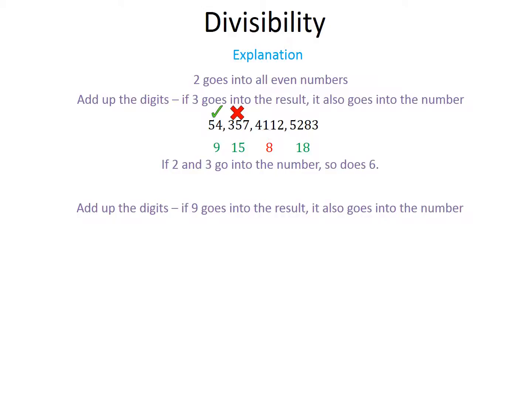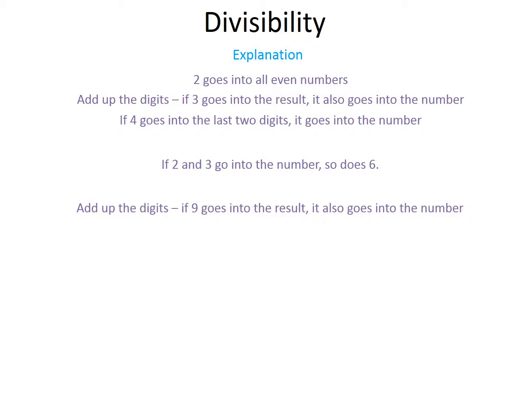With this one here, it is an even number because it ends in a 2, but when we added up the digits, we got 8. 3 doesn't go into 8, so that means 6 does not go into this number. And finally, with this last one here, that's again not an even number. That means automatically 6 is not going to go into it. So out of those 4 numbers, this is the only one that 6 would go into, because it's the only one that both 2 and 3 would go into.